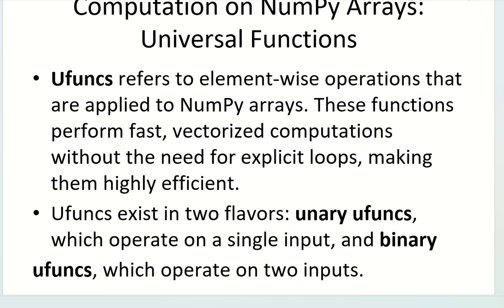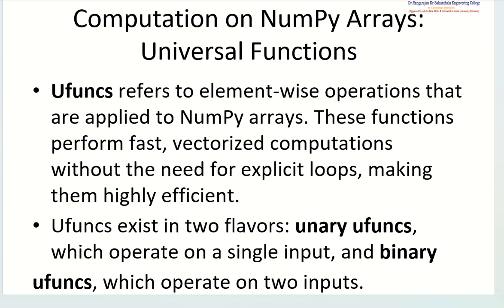Then computation on NumPy arrays, which is called a universal function. The universal function refers to element-wise operations that are applied to NumPy arrays. These functions perform fast vectorized computations without the need for explicit loops, making them highly efficient. The universal function exists in two flavors: unary ufuncs, which operate on a single input, and binary ufuncs, which operate on two inputs.